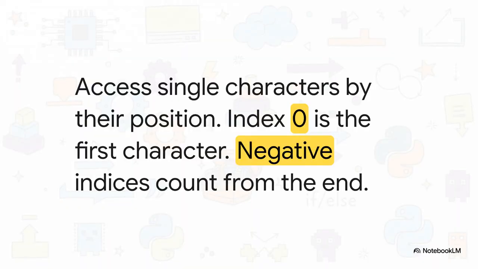Now here's where it gets powerful. You can pull out individual letters from a string using their position, or what we call an index. And here is your first big welcome to programming moment. We almost always start counting from 0. So the first character is at index 0. Python also has this awesome trick where you can use negative numbers to count from the back of the string. So -1 is always the last character.